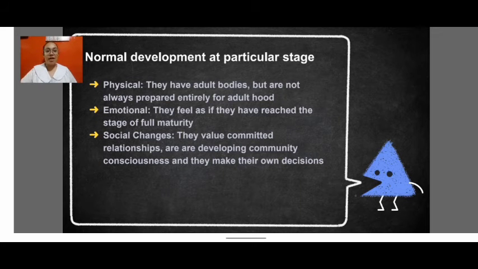So the normal development at this particular stage. For the physical aspect, they have adult bodies but are not always prepared entirely for adulthood. For the emotional aspect, they feel as if they have reached the stage of full maturity. For the social changes, they value committed relationships and are developing community consciousness, and they make their own decisions.